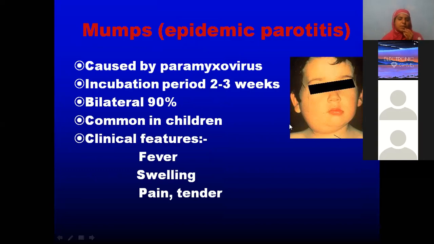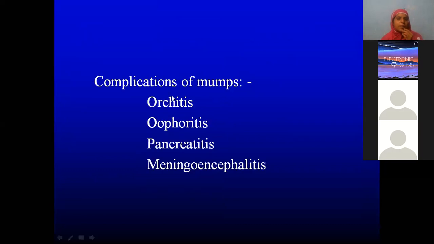So fever will be there, swelling, pain. What is tenderness? Pain on touch is called tenderness, isn't it? So the complications of mumps are orchitis. What is orchitis? Inflammation of testis, inflammation of ovaries, pancreatitis, and meningoencephalitis. Through blood circulation, the infection can spread to testes, ovaries, pancreas, and also brain.